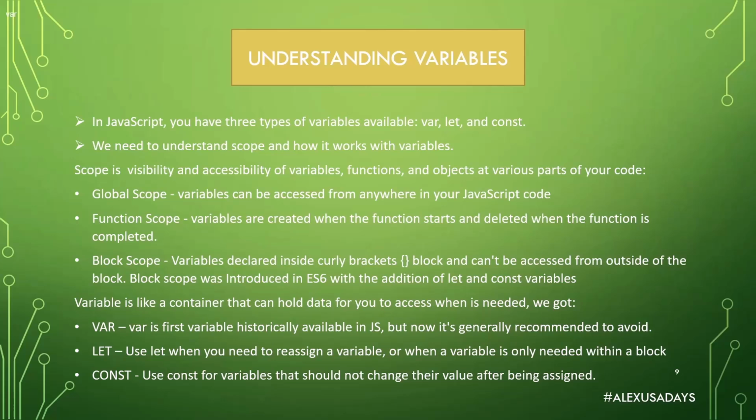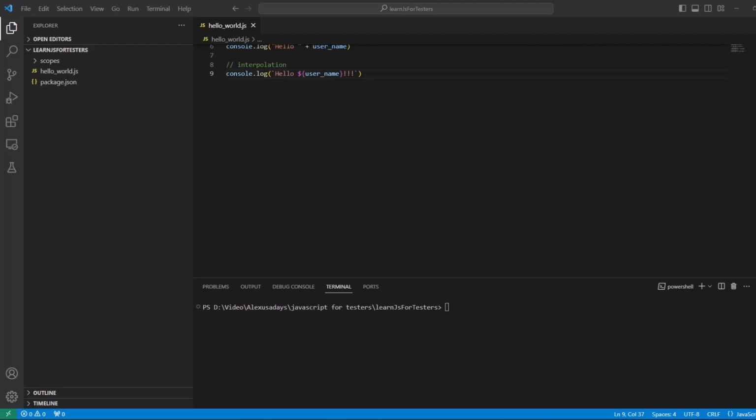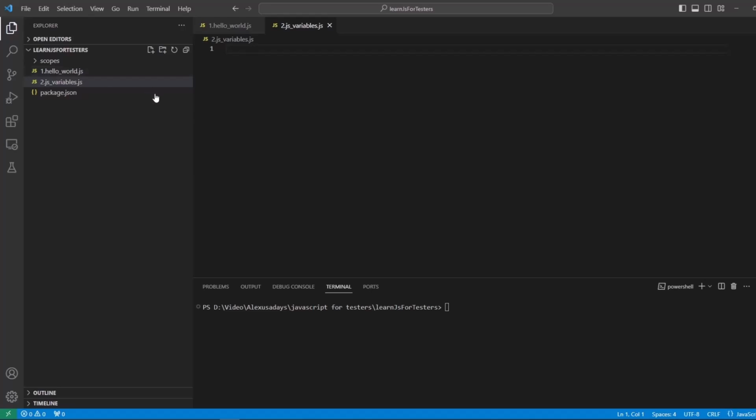So let's talk a little bit more about it on some examples. Okay, so we're back in our Visual Studio Code, and we have the file hello world. So let's rename this file, and before it add 1. And now let's go ahead and create a new file, hit on plus. Let's name it 2 dot, and let's give it JavaScript underscore variables dot JS. Okay, so this is our new file that we will be working in.